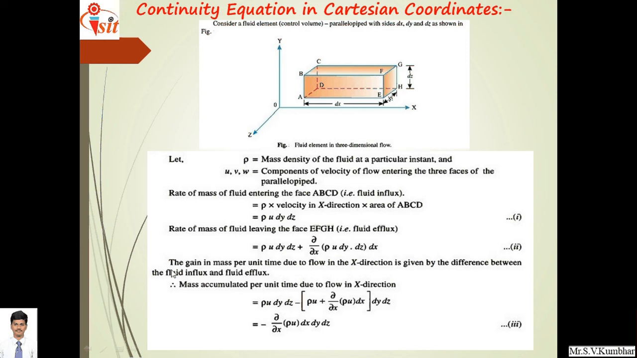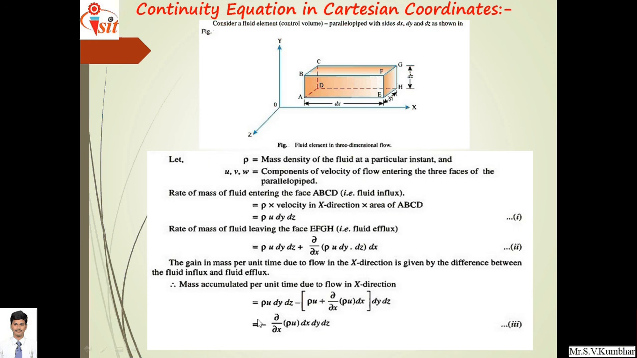Now the net gain in mass per unit volume along x-axis due to flow is nothing but the difference between equation 1 and equation 2. So subtract equation 2 from the first, this term will get cancelled and only this remains, that is minus dou of dou x of rho u dx dy dz. Now from this equation dy into dz is taken outside, because one of the rules of derivative or integration is that if a constant term is present, we can take it either inside or outside the derivative term. So this product remains constant, take it outside.